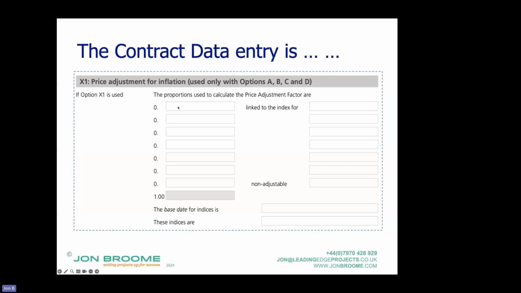You specify an indices. The normal ones are the BICS, and BICS, I can't remember what it stands for, but it's a subsidiary of RICS. Basically, in the same way that ICE have Thomas Telford, RICS has a commercial arm, the Royal Institution of Chartered Surveyors, and they publish this list. And you put in the proportions here, and you can have as many proportions as you like.